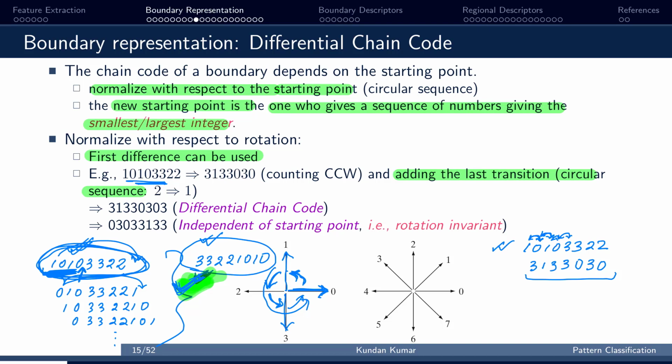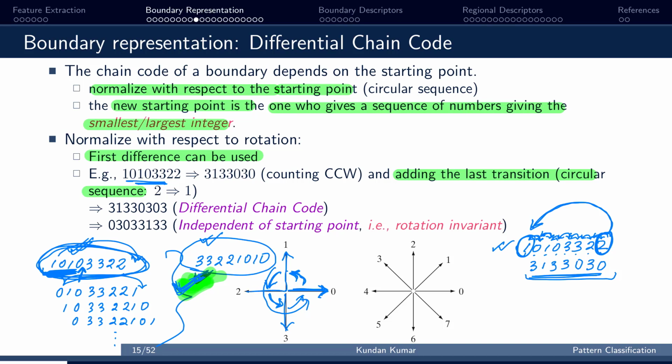What does it mean? Here we computed the first difference. If we have 1 2 3 4 5 6 7 8, a total of 8 integers, in the first difference we have only 7. One more integer is required to represent this differential chain code. So we have to consider the last and the first one, so that it is circular. That means we have to find the first difference from 2 to 1.